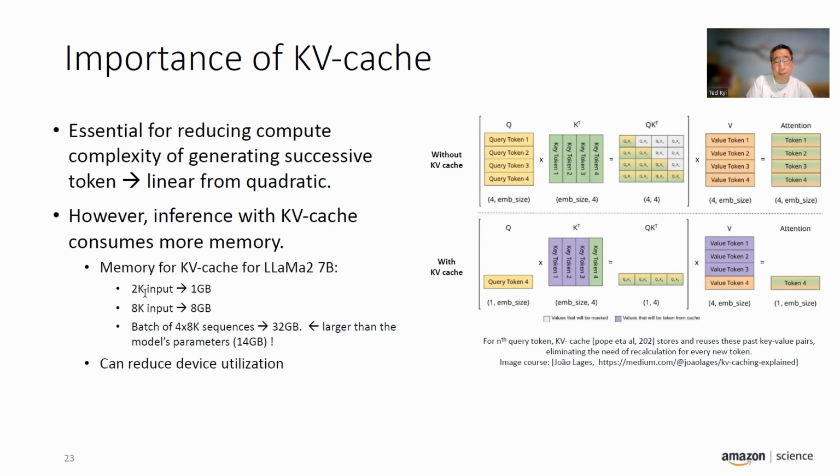If you have 2,000 words in your prompt, it's a gig of memory. If you have 8,000 tokens in your prompt, it's 8 gigs of memory. And since these are servers that normally are serving multiple users, if you had 4 users with 8K sequences, that's now 32 gigs of memory you need just for the KV cache. And it's now bigger than the actual Llama 2 7 billion model stored with lower resolution 16-bit weights. So this can be a really, really heavy problem.